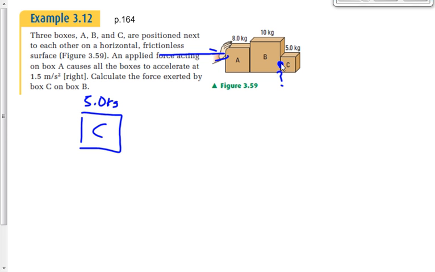There is a force of B acting on C, right? B has to push on C. There is a force of gravity acting down on C and a normal force acting up, but they cancel. There is an applied force right here, but that's not acting directly on object C. Right? It's like the semi-truck that's loaded with stuff.